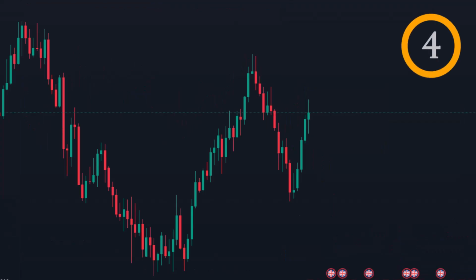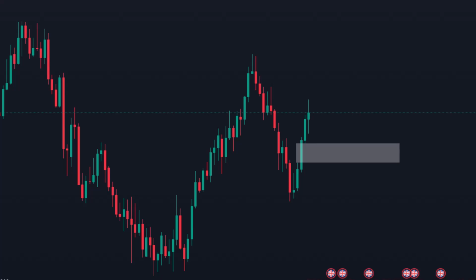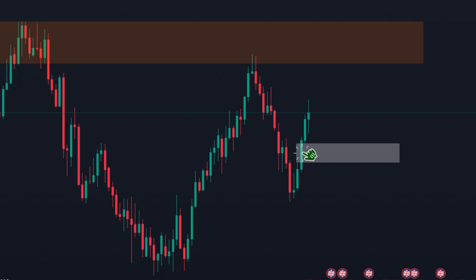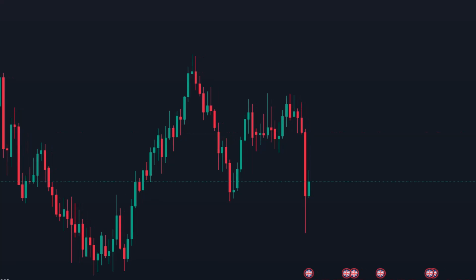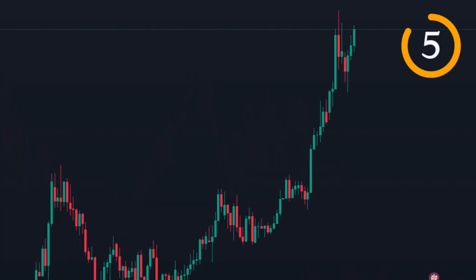Number 4, a type of setup you should absolutely avoid is when a fair value gap forms as the price approaches a major key level. For example, let's say you spot a bullish fair value gap forming. But when you look back, you notice that there's a major resistance level above. It's best to ignore this fair value gap. This is because key levels could cause the price to be rejected and reverse from them, which may invalidate our initial fair value gap.